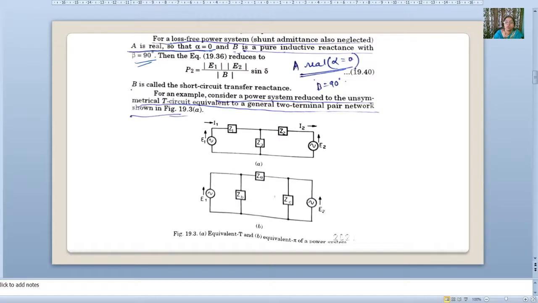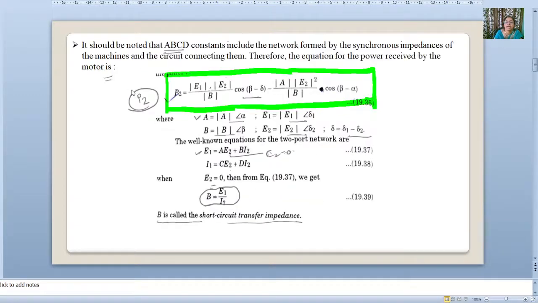Now we'll see equation 19.36, which we have highlighted. If A is real for a lossless system, there is no resistance. So A is real, alpha is the angle of A, so alpha is equal to 0. Alpha 0 means this term is 0. Now, as it is a lossless system, beta is equal to 90 degrees.